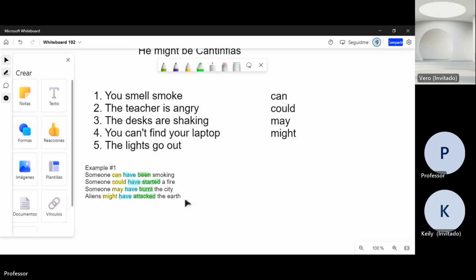The teacher can have been having troubles with his coworker. Good. Someone could have broken his phone. His lesson plans may have been delayed by a virus. Good. His dog might have barked during the class. Can you repeat that one, please? His dog might have barked, ladrado, during the class. Very good. Okay, just one thing.